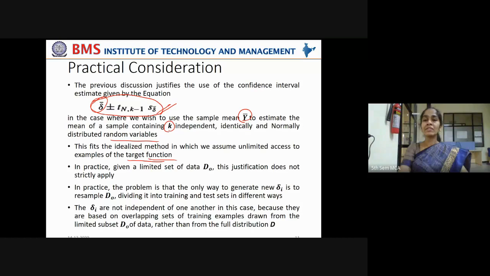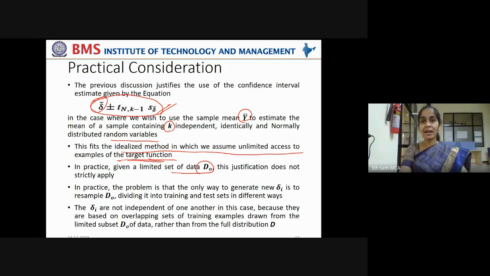The data points in a data set may be limited. So this particular interpretation we are using for justifying the use of confidence interval fits the idealized method in which we assume unlimited access to examples of the target function. If you have a large number of data points, then this would be sufficient. But in practice, given a limited set D naught, this justification does not strictly apply.